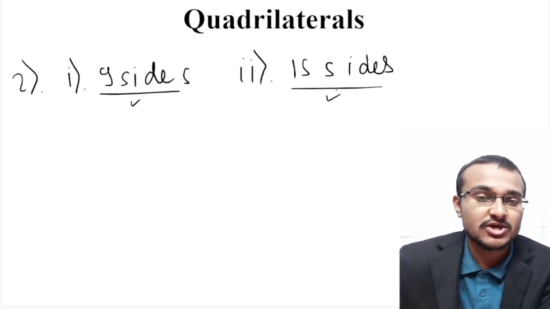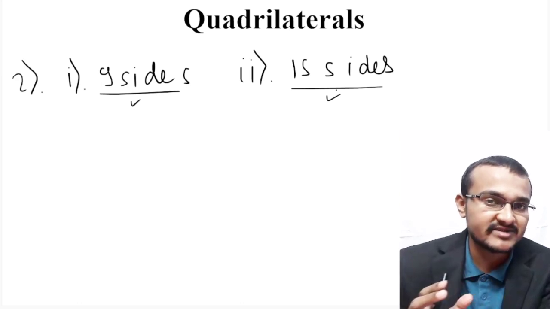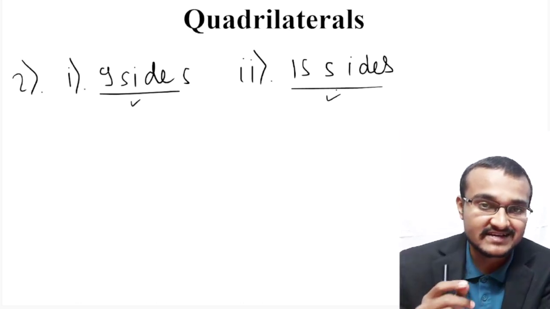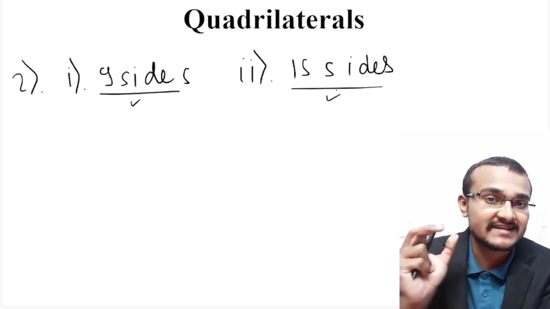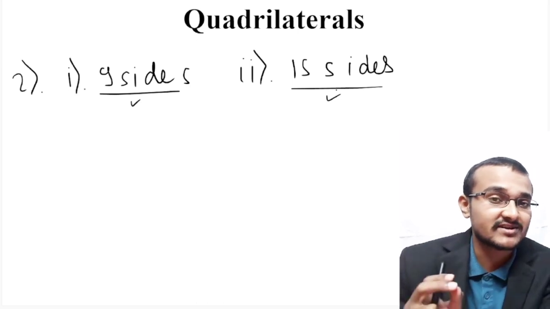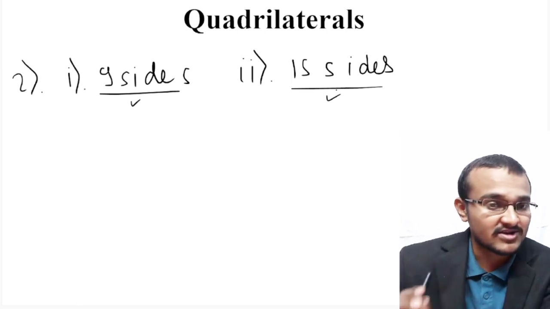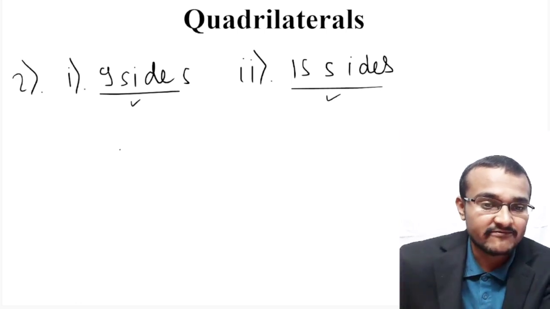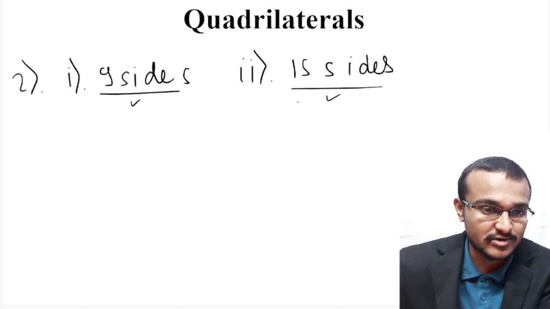You should always remember, for a regular polygon, all line segments will be equal, all interior angles will be equal. When all interior angles are equal, then all exterior angles should be equal. Only then will that polygon be a regular polygon. Now they have only given that this 9-sided and 15-sided polygon is a regular polygon.